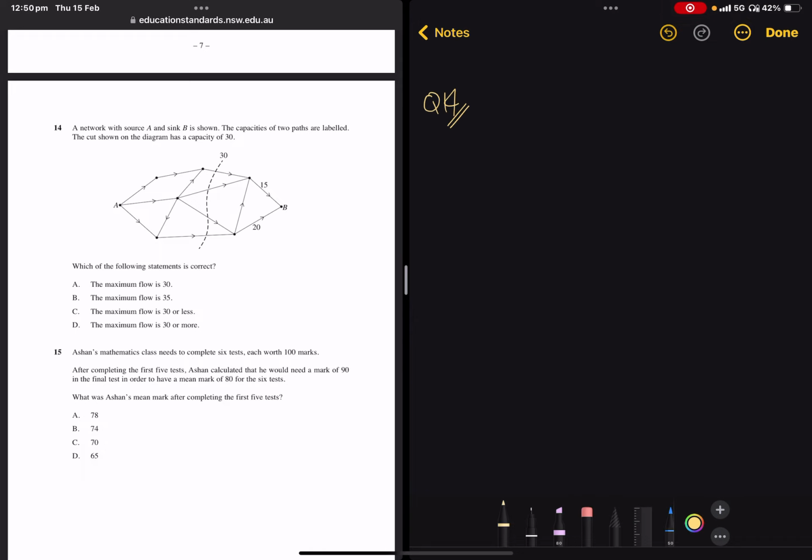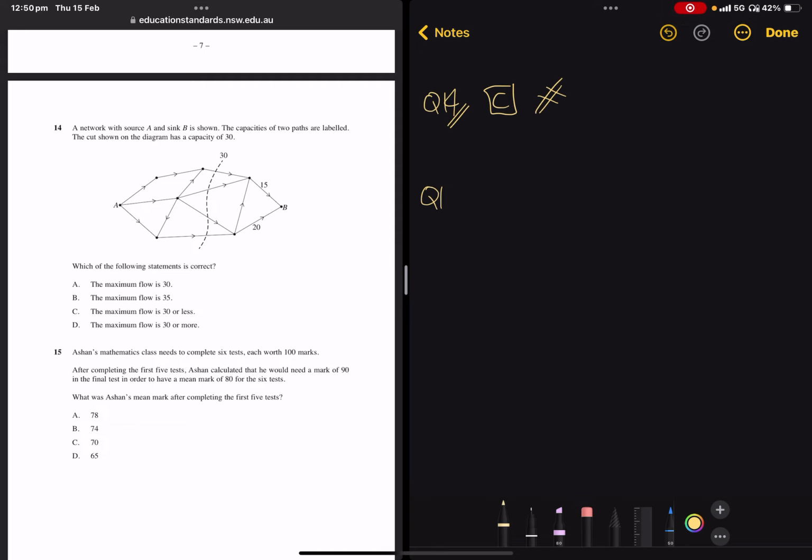Maximum flow is 30 or less. That is definitely the main possibility here, right? Because we could have another cut which is less than 30, in which case the maximum flow would be less than 30. But if we had another cut that was greater than 30, the maximum flow would still be 30. So D makes no sense. Maximum flow is 30 or more. That doesn't make any sense. It's either 30 or it's less than 30. So this means C is going to be the correct answer here. And C is the correct answer.